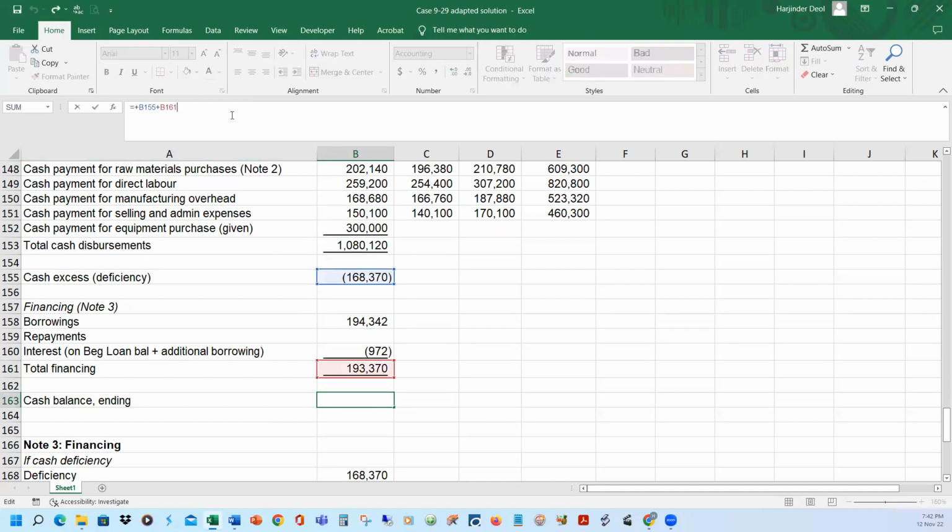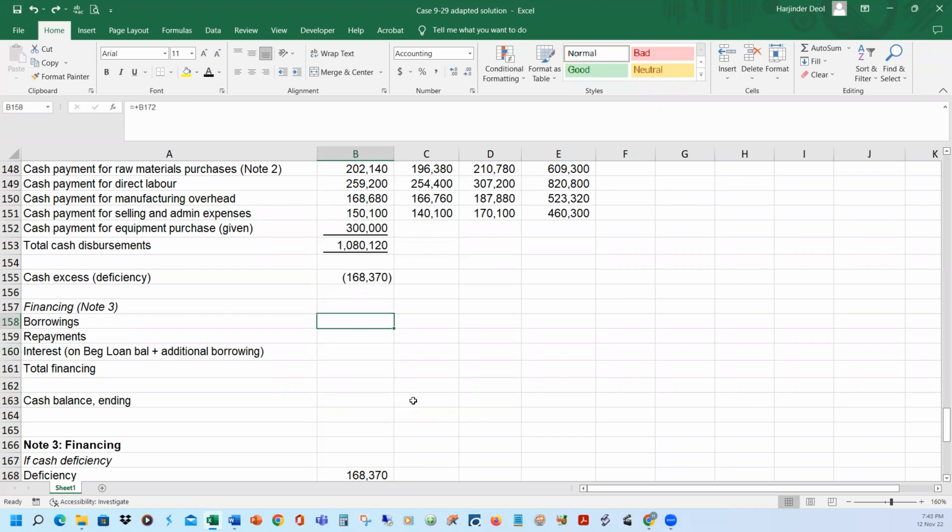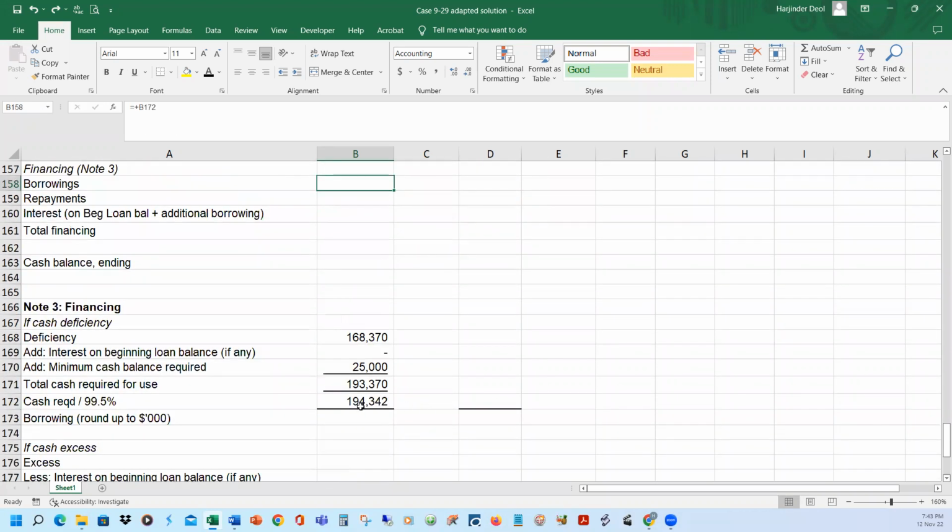We add them up: we have a deficiency, that's a negative balance, and you add to that the total financing of 193,370, and voila, we would have exactly $25,000 left. The problem, though, is that we are not permitted to borrow any amount that we would like.